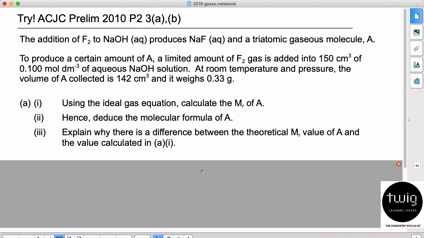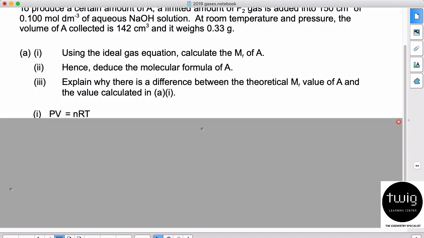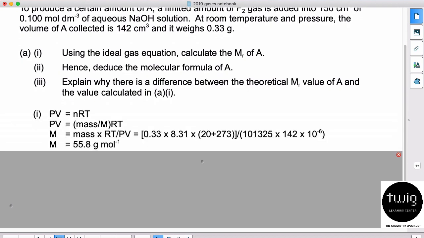Yeah, it's okay. I guess everybody should have gotten 55.8. So I think that one is fine. Okay, you should get 55.8. Everybody got that? Alright, okay. So the only thing that I would say is this.